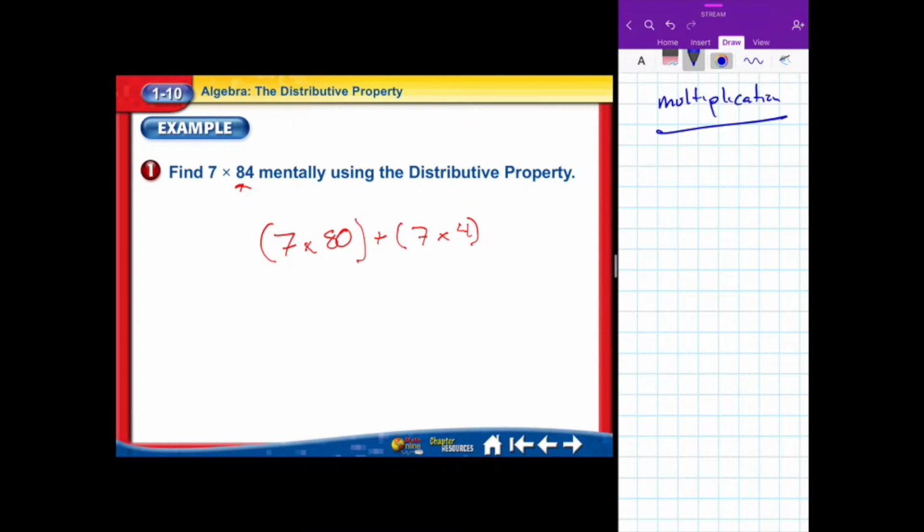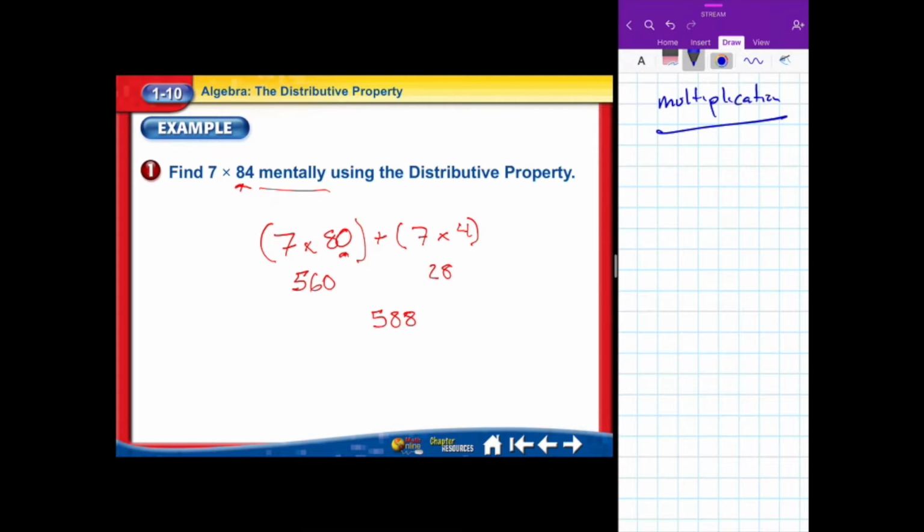So now I'm going to take 7 times 80, and I know that 7 times 8 is 56. Then I can add a 0, and I get 560. I add the 0 because there's a 0 there. Then I have 7 times 4 is 28. I then add those two together, and I get 588. So the answer to this problem using mental math is 588.